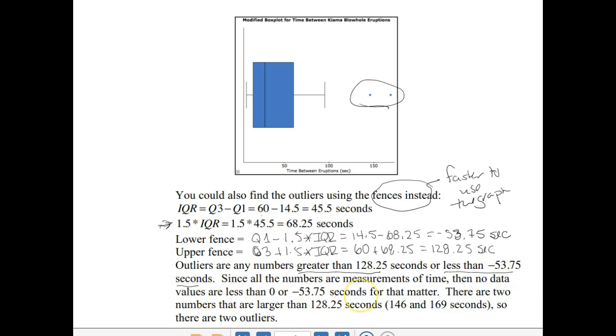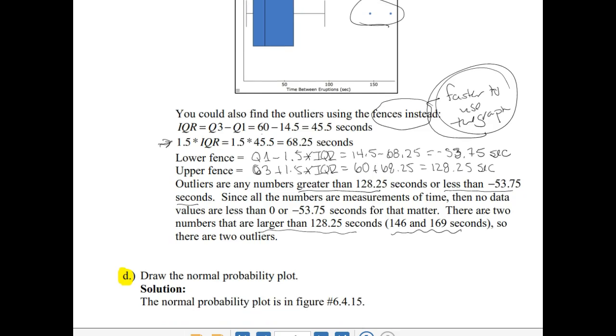All right, all the numbers are measurements of time, so no data values are going to be less than 0. So obviously nothing less than negative 53.75 seconds. But there were two numbers that were larger than the 128.25, namely the 146 and 169 that we found on the graph. Again, fences still work, but faster to use the modified box plot.